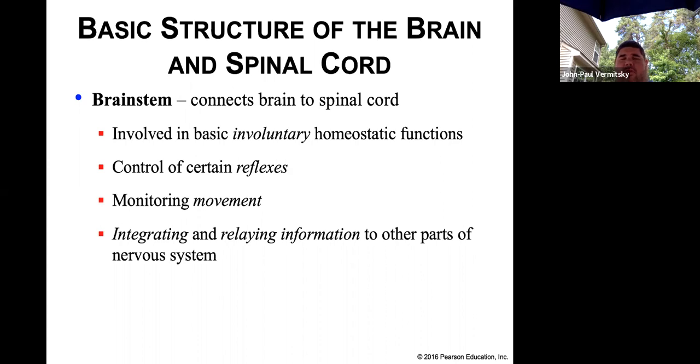Finally, the 4th distinct region of the brain is the brainstem. This is going to connect the brain to the spinal cord. So this is the connection point between those 2 structures.